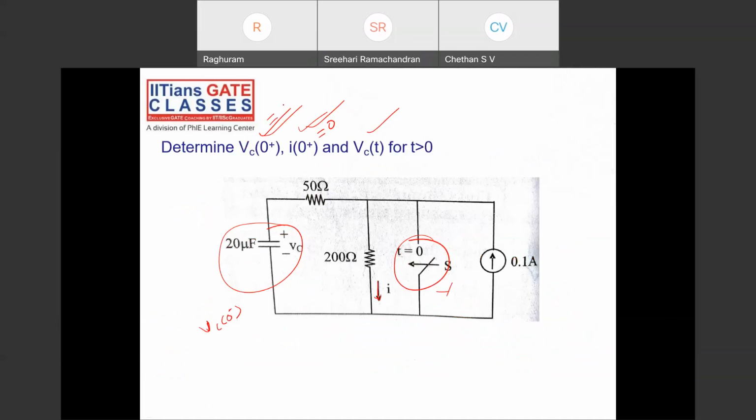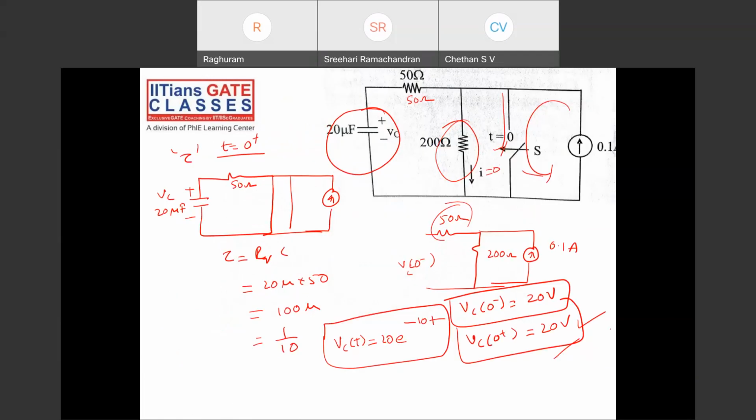VC of 0 plus is, how much I got? 20 volts. VC of t is 20 e power minus 10t. Clear? Sir, is it clear?